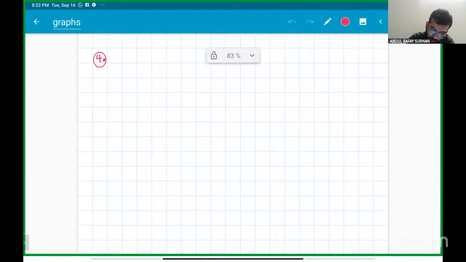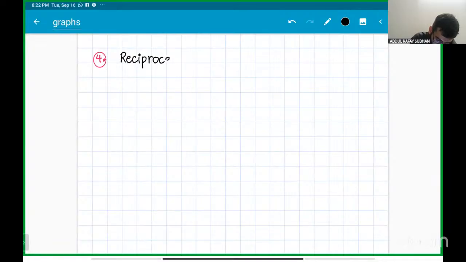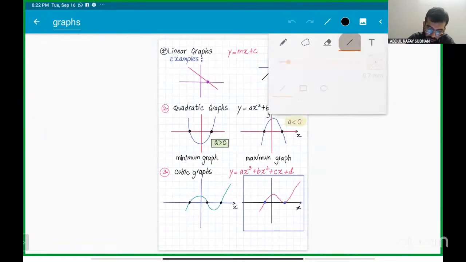The next one is basically the reciprocal graphs. Please focus. What do we mean by reciprocal graphs? How can you interpret them and what's their equation? A lot of the time, students, you will judge from this as well.